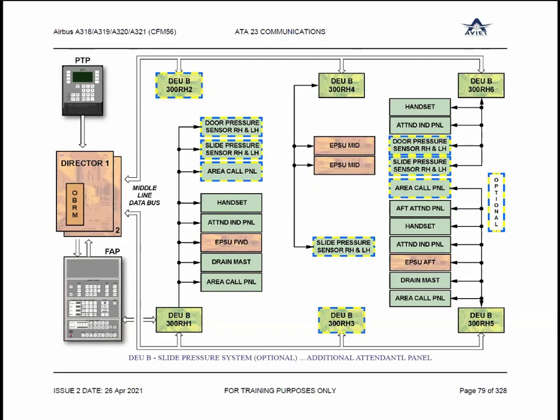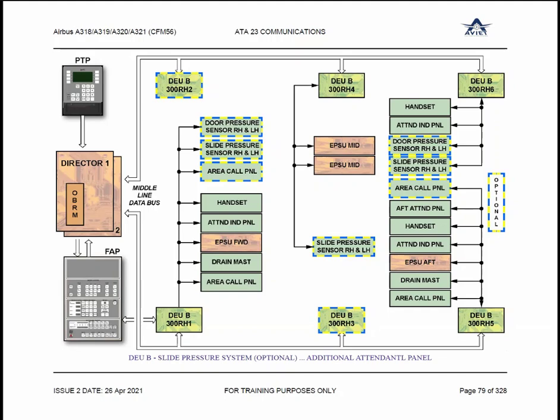Okay, yes. So you need to know about it. If any one of them is not working, it means the heating will not be there. And when the heating will not be there, then we have studied in chapter 30. What will happen? The drain mast.